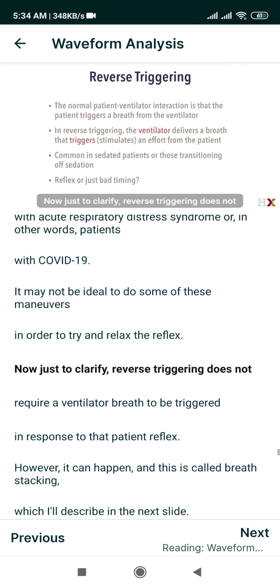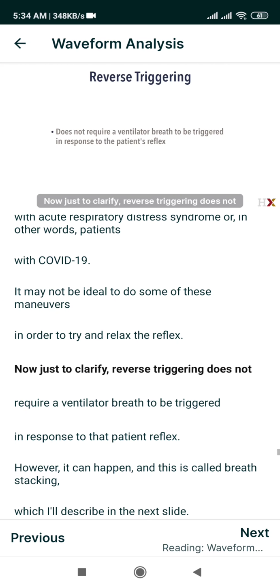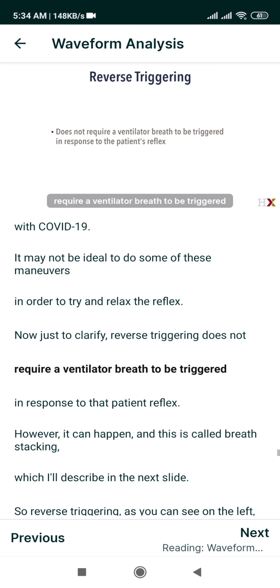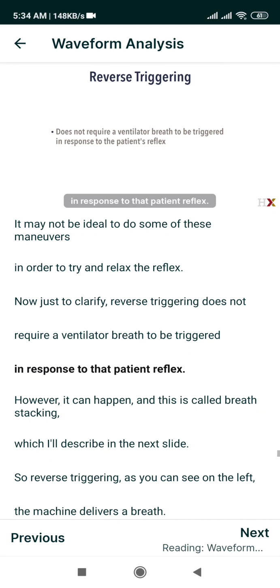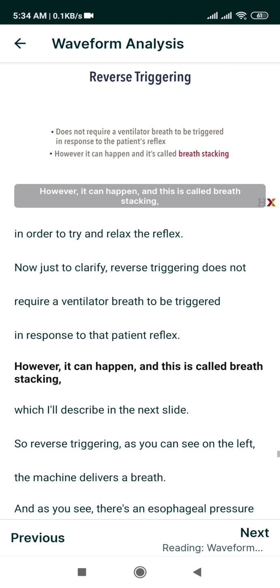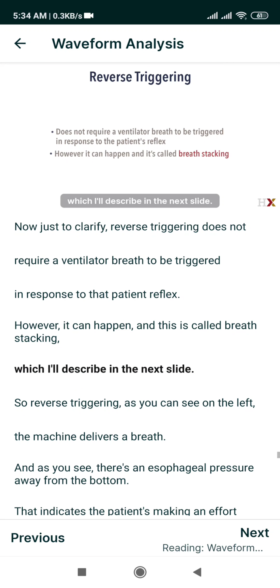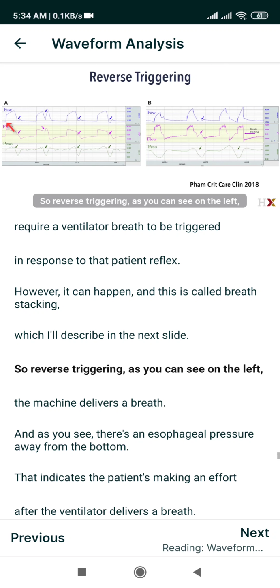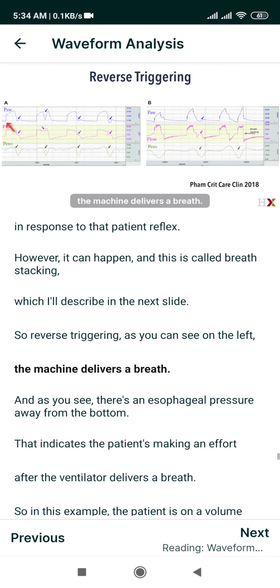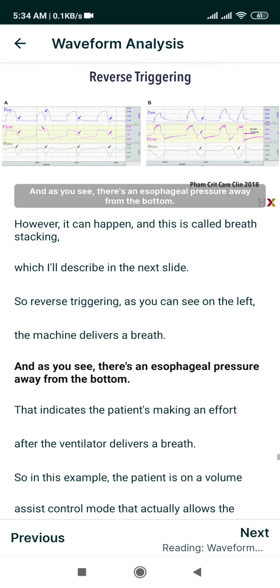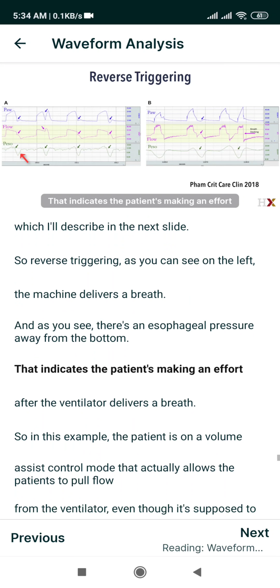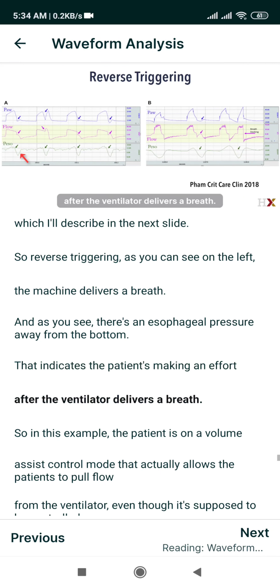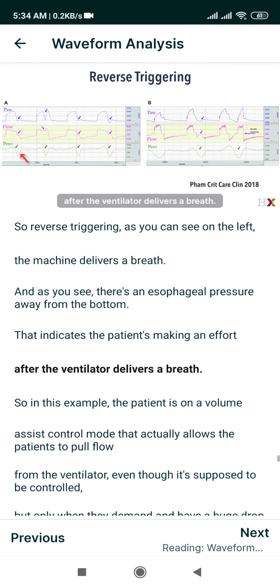Now, just to clarify, reverse triggering does not require a ventilator breath to be triggered in response to that patient reflex. However, it can happen, and this is called breath stacking, which I'll describe in the next slide. So reverse triggering, as you can see on the left, the machine delivers a breath, and as you see, there's an esophageal pressure waveform in the bottom that indicates the patient's making an effort after the ventilator delivers a breath.